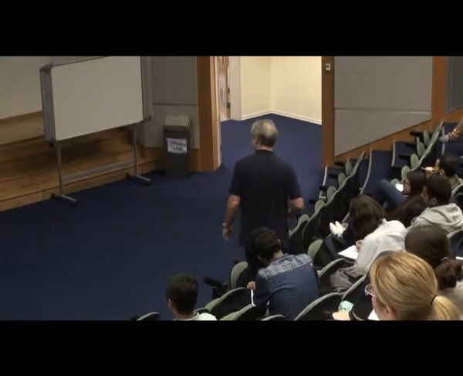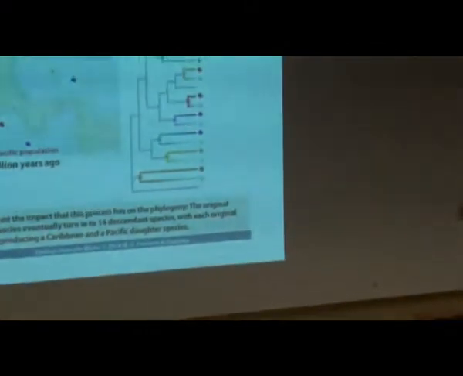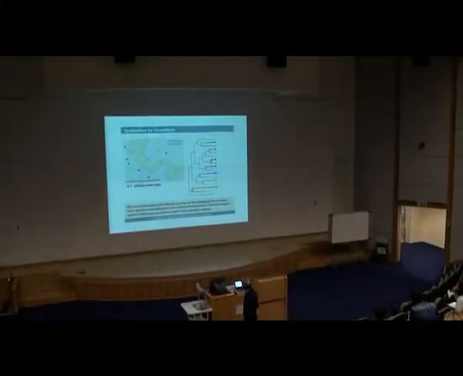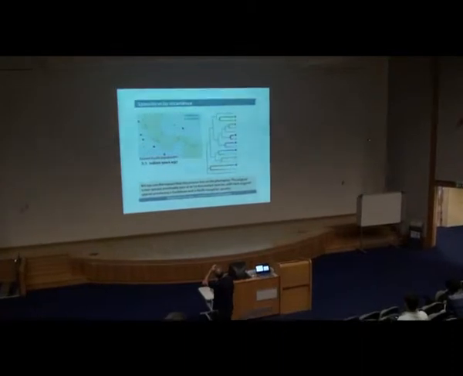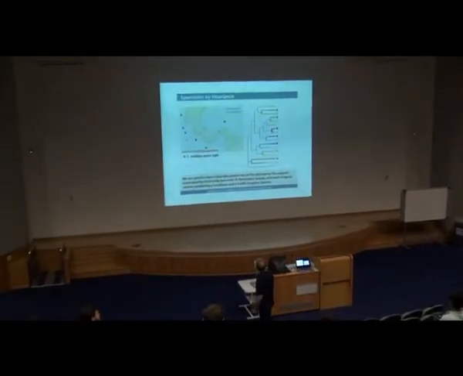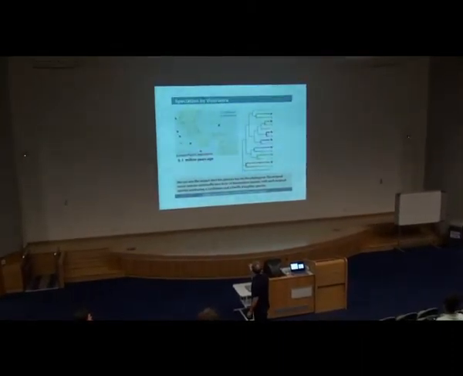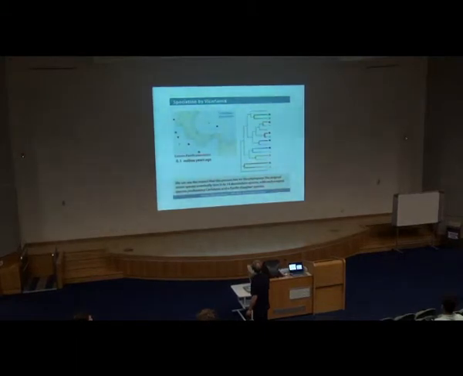Now, this is a beautiful example of vicariance-driven speciation. Where we are is, this is the Caribbean, this is the Pacific. This is Central America, okay? So here's South America, here's Central America. So this is Panama here.